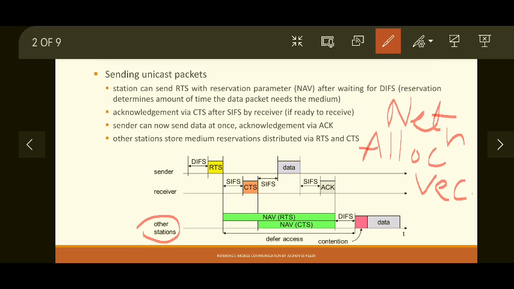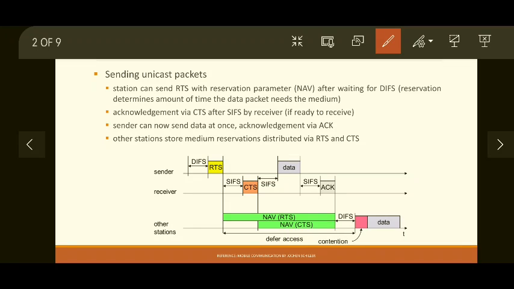transmit the data. So along with RTS, NAV is also set, and that NAV tells other stations that they cannot access the medium as long as NAV exists, or they cannot access a medium for amount of time denoted by the NAV. So other stations cannot access the medium during this NAV. Okay, so that is the important thing for other stations.